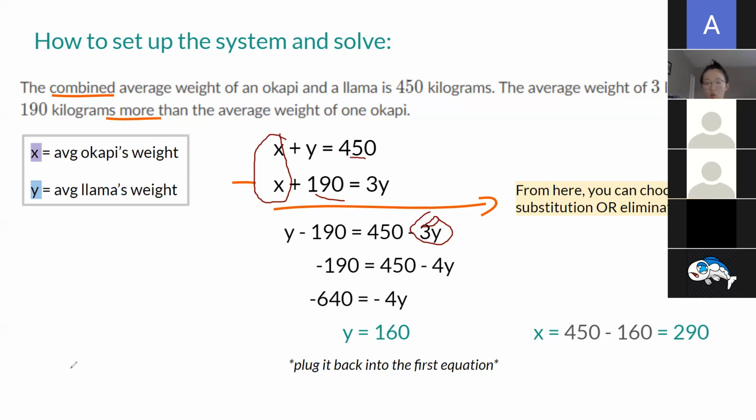And then we plug y equals 160 into the first equation, because I just thought that was easiest. So you plug it back into the first equation, and then you get 450 minus 160 equals 290. So that's how we got our first answer. Does anybody have any questions before we move on? You could also graph these equations, or just the system, in Desmos.